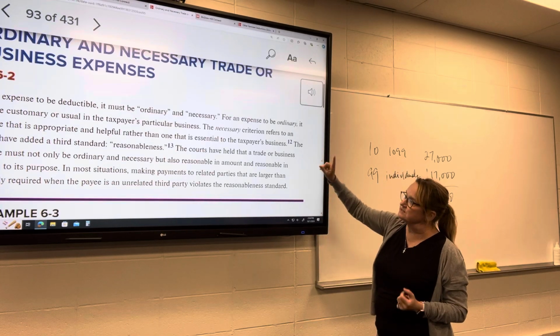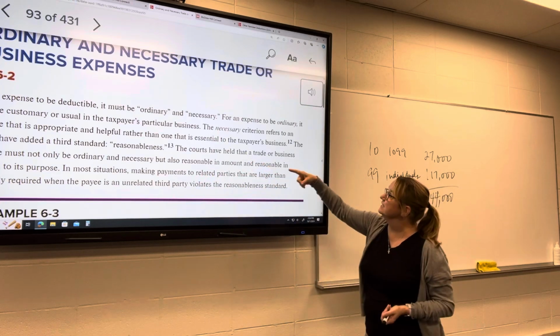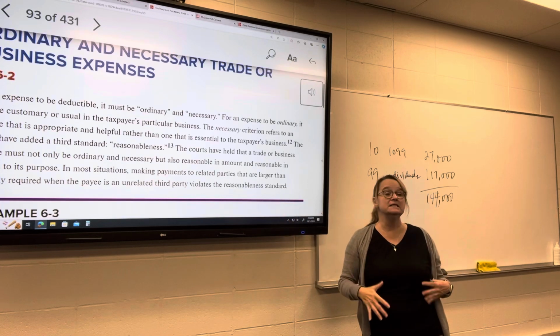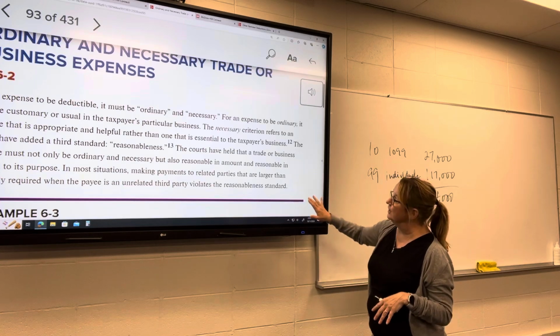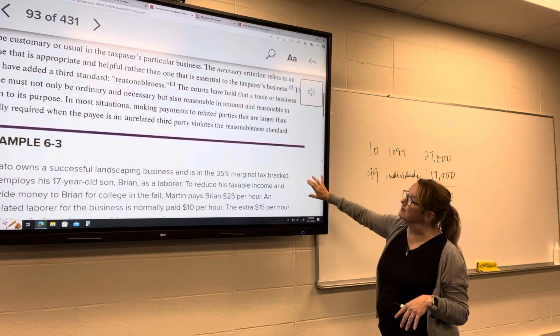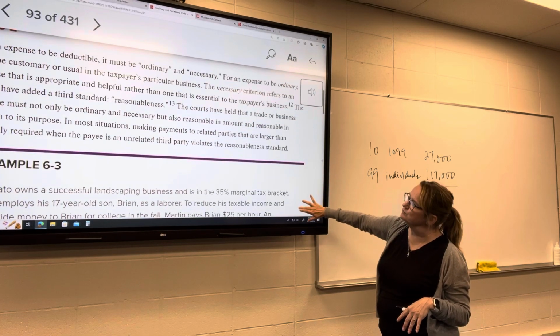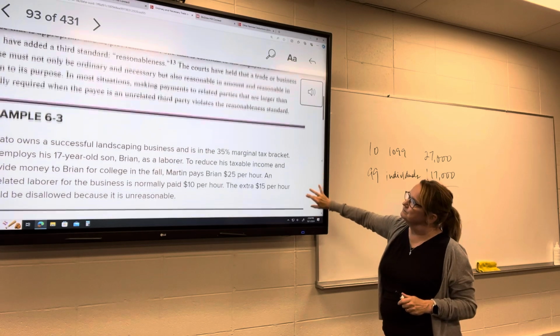So ordinary, it's customary or usual in the taxpayer's business. Necessary means it's appropriate or helpful. Not that it's indispensable, right? But that it's appropriate and helpful, okay? Also, it has to be reasonable in amount and reasonable in relation to its purpose. Oh, they kind of added that one.